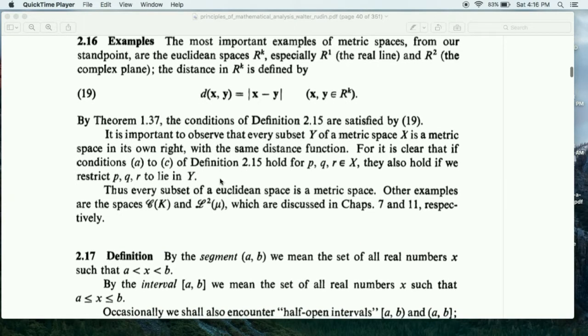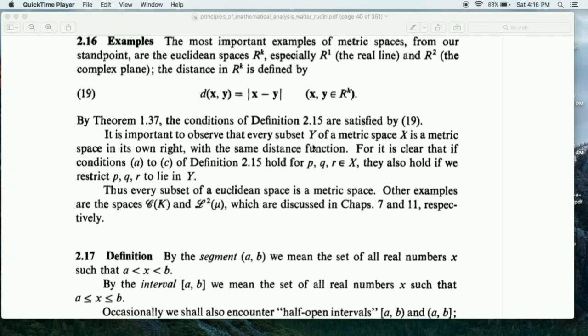Now we see that any subset of a metric space is a metric space in its own right. Unlike algebra, this subset is also a submetric space in some sense without any additional checking. The metric structure is inherited by the subset.